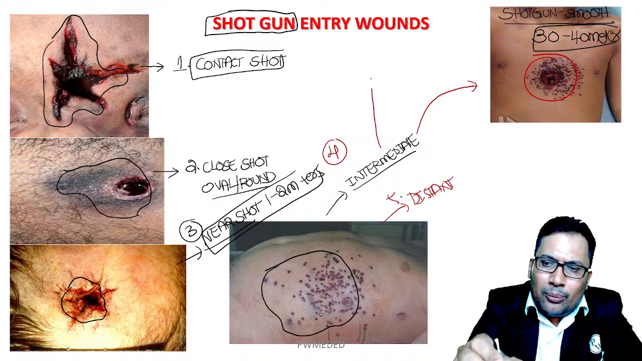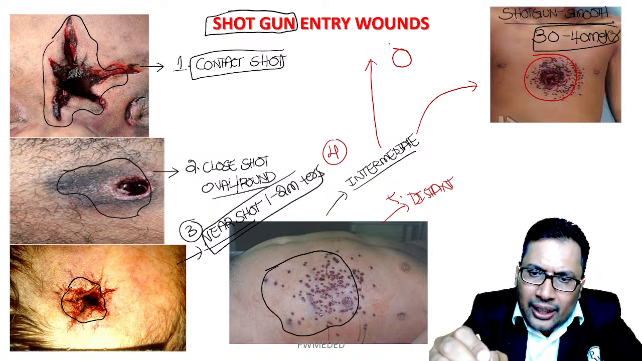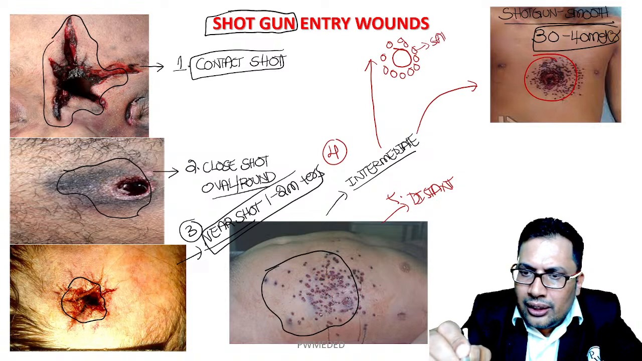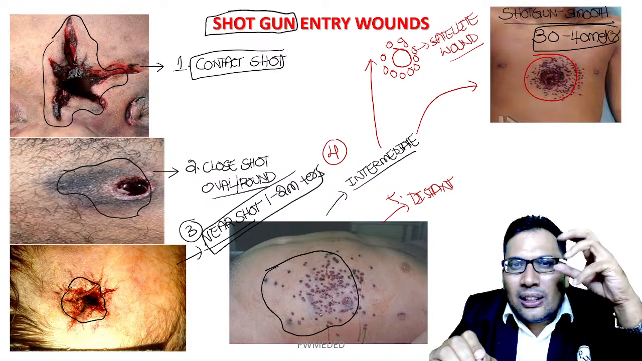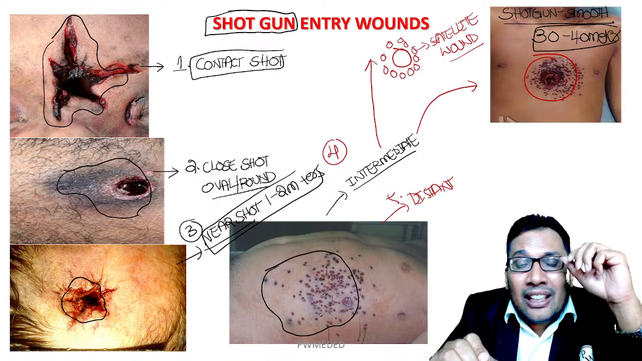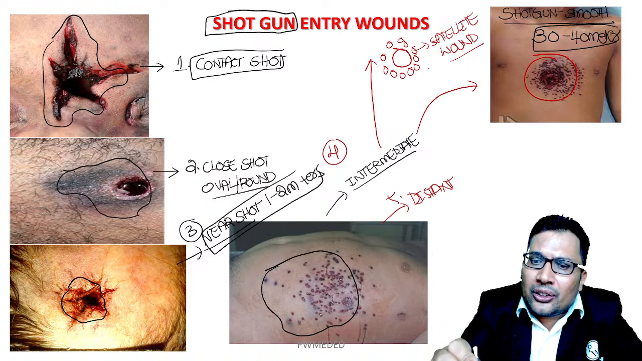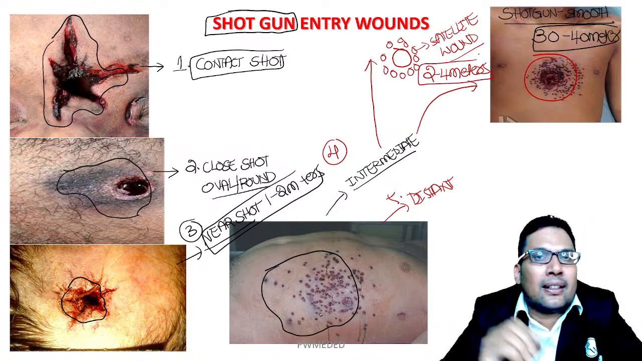In intermediate, what will you see? You will see a large entry wound surrounded by small entry wounds. It looks like a satellite wound. For example, the sun is surrounded by small stars. So it is a satellite wound. Whenever a question is asked in the exam, the satellite wound is seen in case of intermediate range, between 2 to 4 meters.